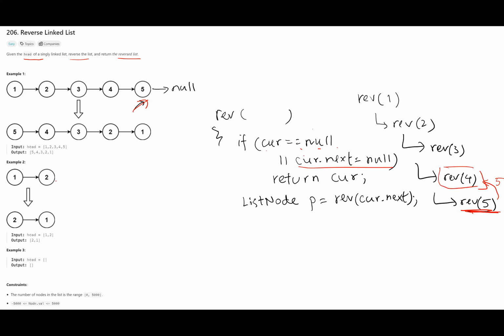Okay, so my current node is 4. What 4 does is it calls reverse with 5. It was calling reverse with 5, and 5 was returned to P. So P now has 5 in it, right? Okay, so this is P. It has 5 in it.